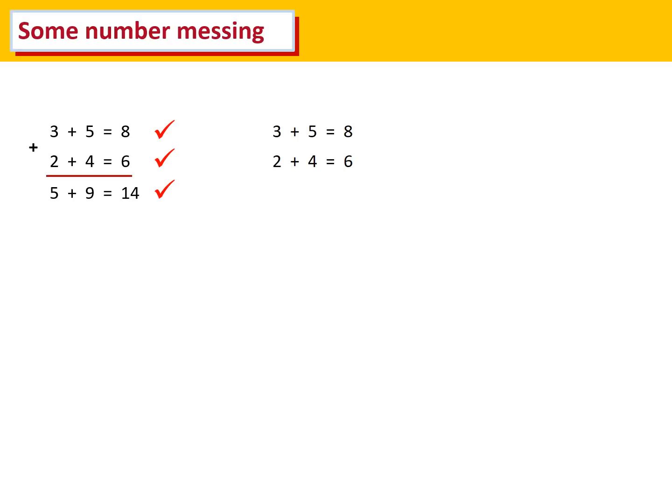If we take those two equations that we started with, and this time subtract them, what do we end up with? 3 subtract 2 is 1, 5 subtract 4 is 1, 8 subtract 6 is 2. We end up with a third equation or a third statement, 1 plus 1 equals 2, which is true.